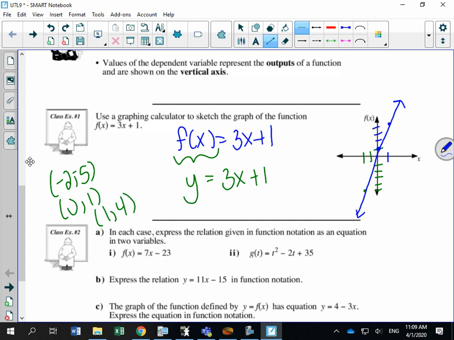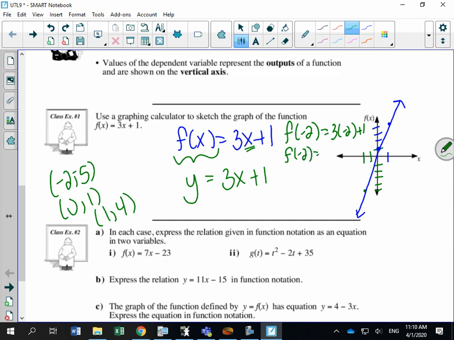Now remember, I didn't have to look at my table of values. I could have plugged in by hand f of negative 2, right? So I could have said, okay, well, what is f of negative 2? Whenever I see an x, I'm going to plug in a negative 2. So 3 times negative 2 plus 1. F of negative 2 is negative 6 plus 1, which is negative 5, right? Which is exactly what I have there.